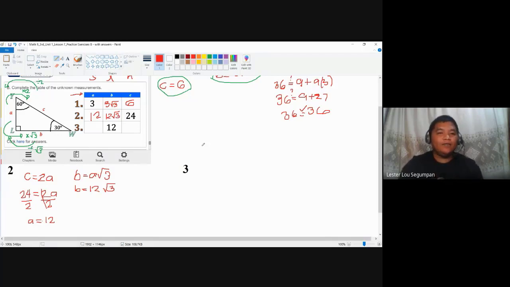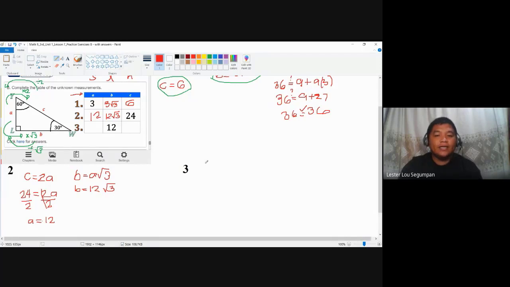So basically, if your value for your shorter leg is without a radical expression, your hypotenuse will also not have a radical expression, and vice versa. But your longer leg will have a radical expression of square root of 3. But if we're going to reverse it, let's say B in number 3 is given without a radical expression, we would expect that the shorter side and the hypotenuse will contain a radical expression.